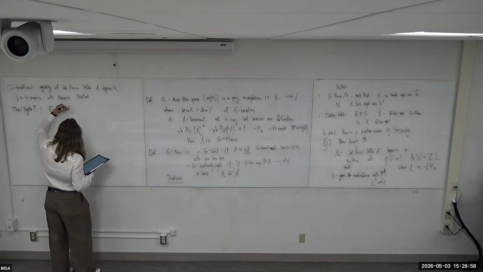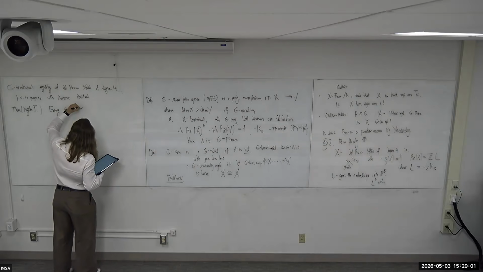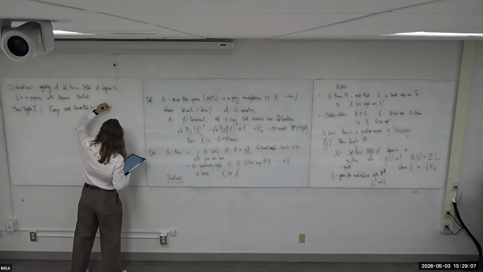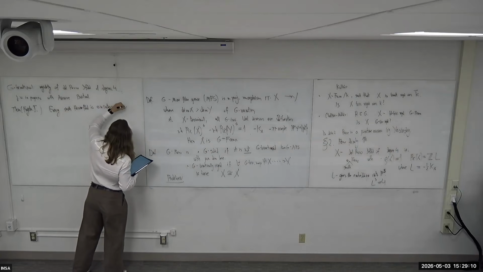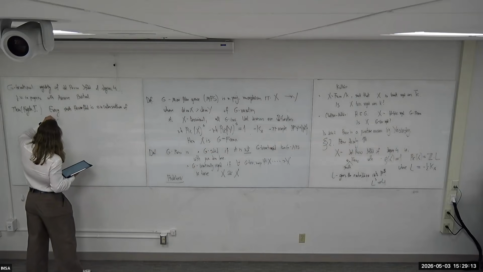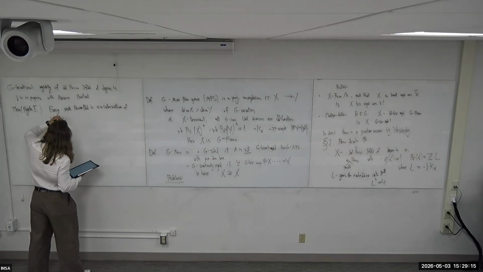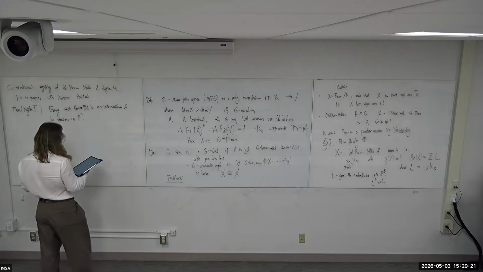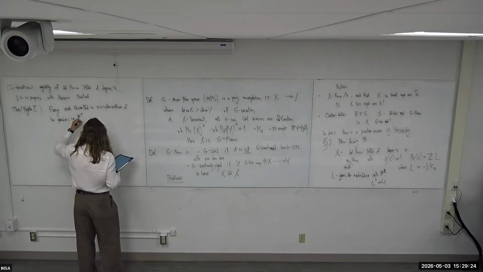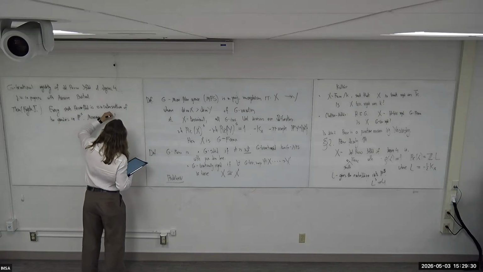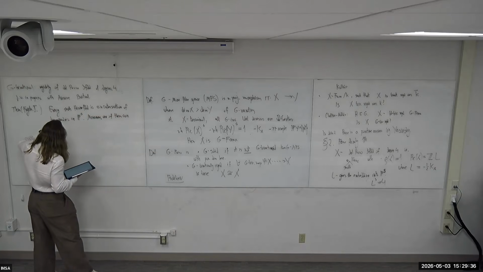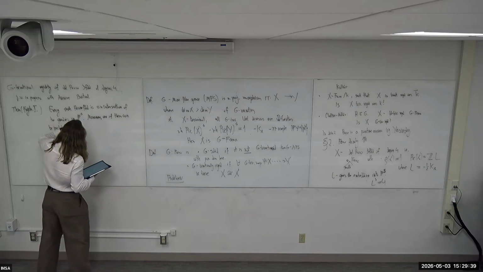Every such threefold is an intersection of two quadrics in P5. And moreover, one of them can be picked to be smooth.